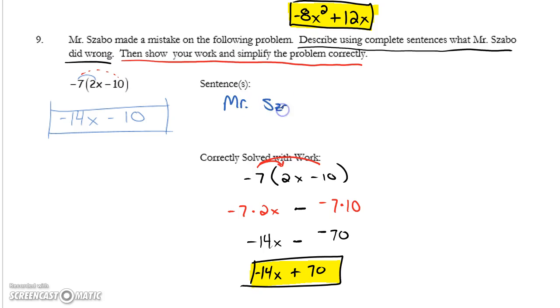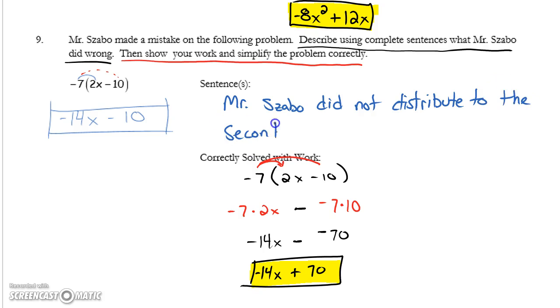Szabo did not distribute to the second term in the parentheses. And put a period because that's how we end sentences.